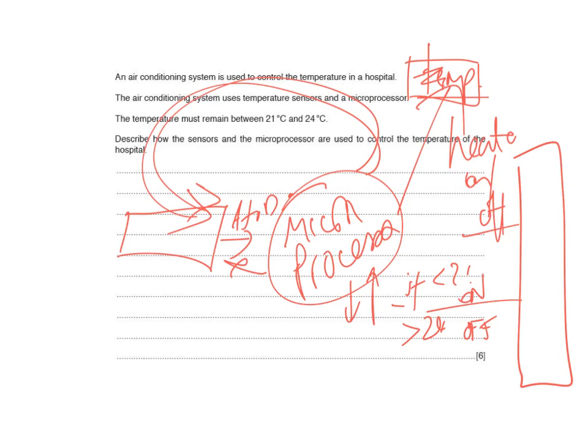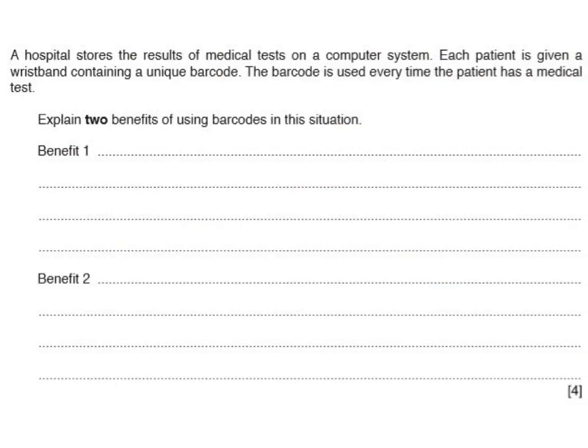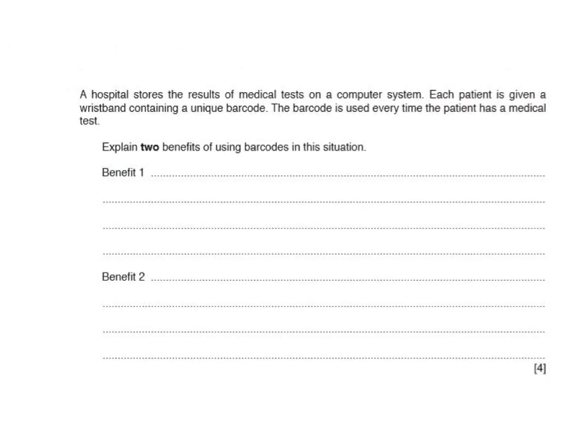That's a continuous process that's constantly happening, and obviously analog to digital conversion must happen because the sensor is detecting a physical real world data that needs to be converted from analog to digital. I keep answering that question even though I say I'm not going to. Tough. Alright, barcodes in this situation.